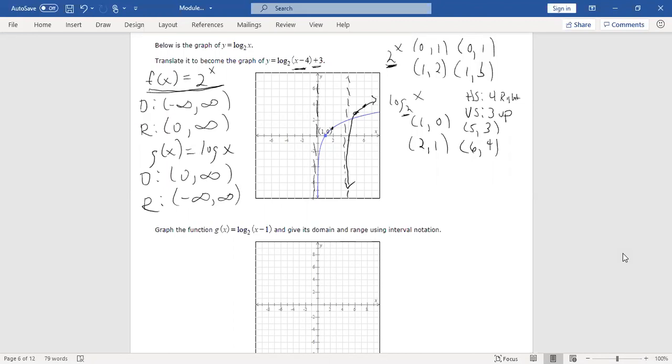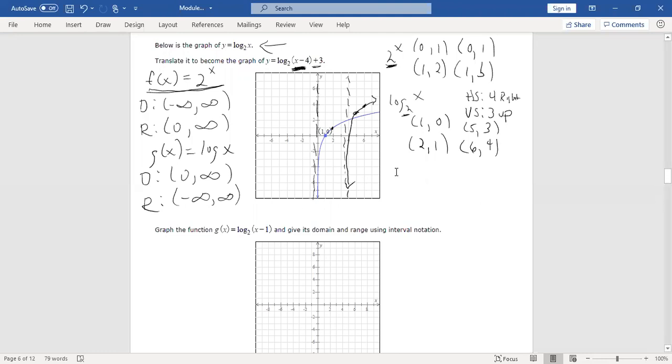So again, in a logarithmic function, our parent function has a vertical asymptote at x equals 0. And if we're shifting our graph left or right, our asymptote moves with it.